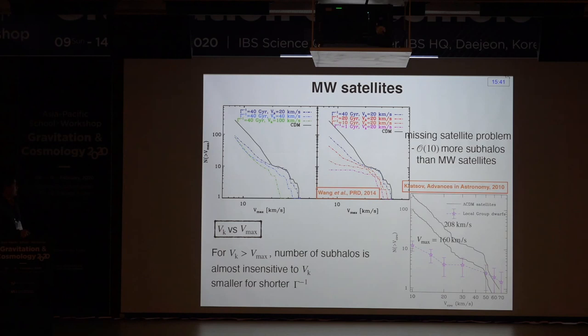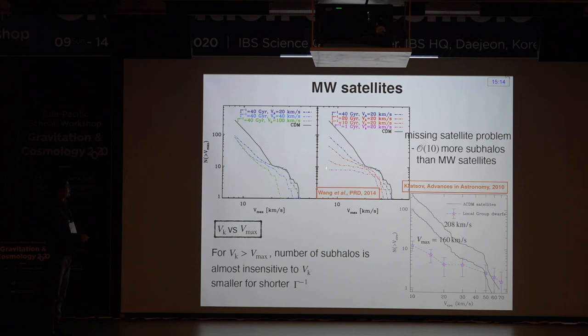But for fixed lifetime, if you increase the kick velocity, this effect actually saturates. This is basically because once the kick velocity becomes larger than the virial velocity, the effect is the same. Dark matter just evaporates, so it doesn't matter what number you take for the kick velocity.